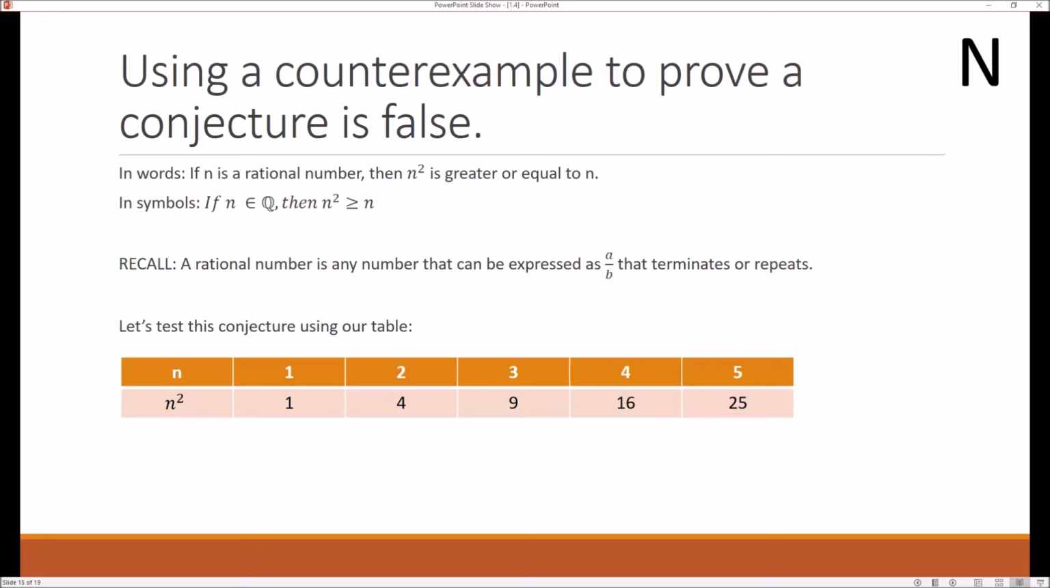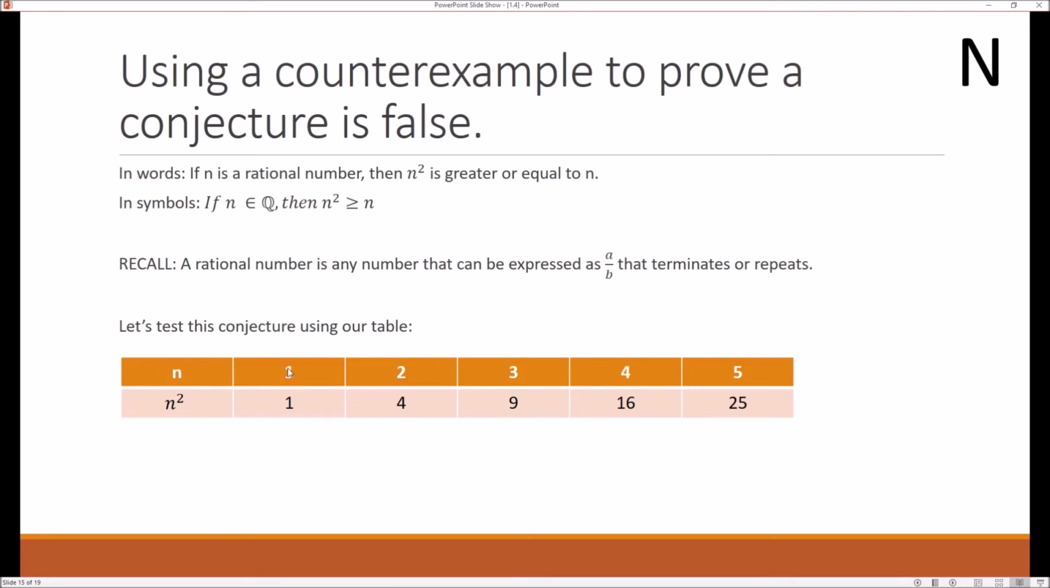But the number 1 is, because 1 can be expressed as 1 over 1, which terminates to 1. 2 over 1 is 2. 6 over 4, all of those, if the fraction part repeats or terminates, you can use them in this conjecture. So let's test the conjecture. What it says is for every n that is part of the rationals, anytime I take n and square it, it'll always be greater than or equal to n.